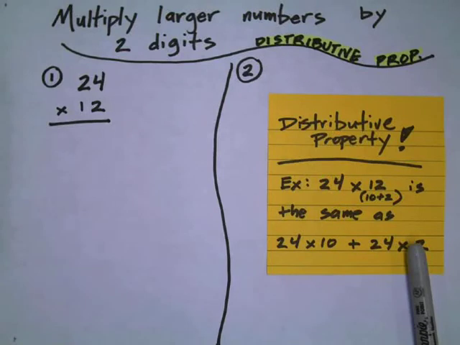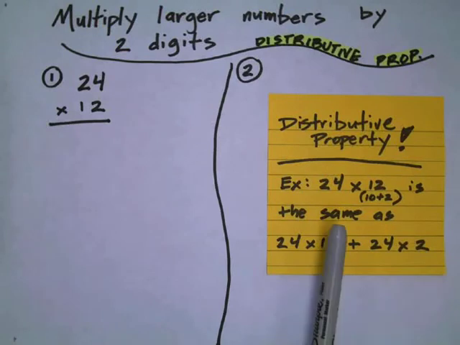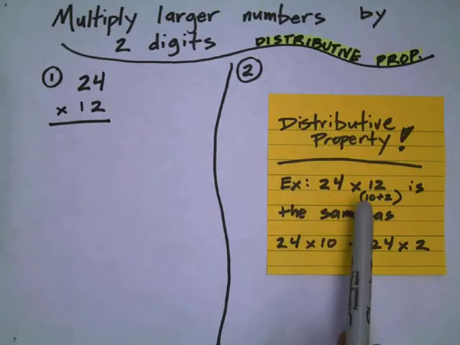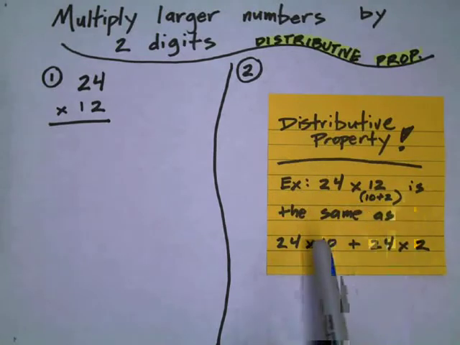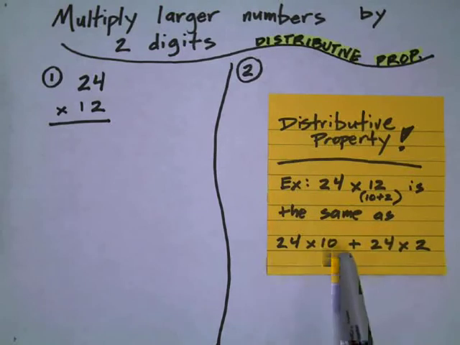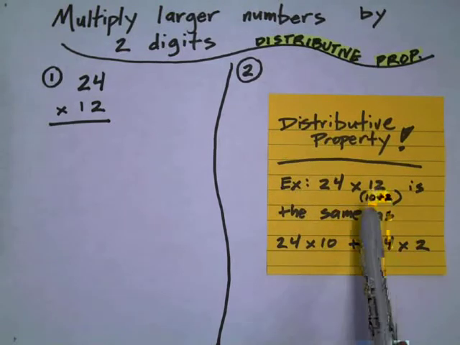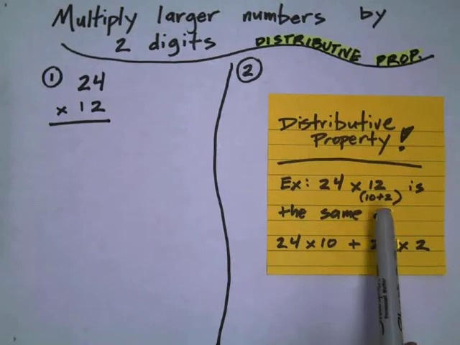The skill we're working on today is multiplying larger numbers by 2 digits. We're going to be using a very important property called the distributive property. I've tried to illustrate it here on the post-it note to the right. To look at the example I've set, it'll make more sense in a moment, but 24 times 12 is the same as 24 times 10 plus 24 times 2, if you think of 12 as just being 10 plus 2.